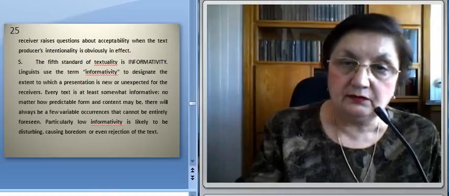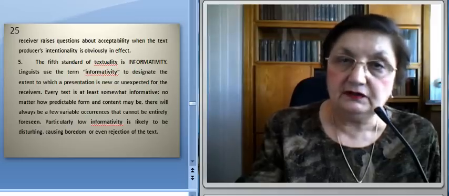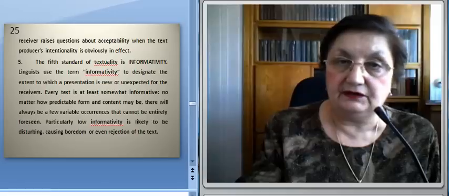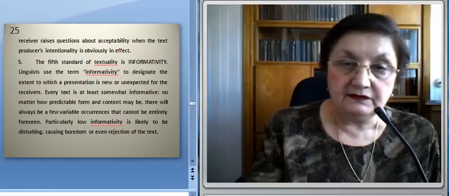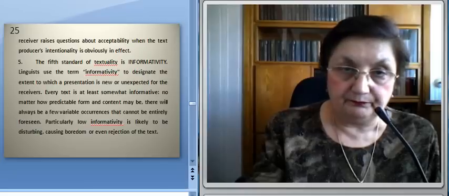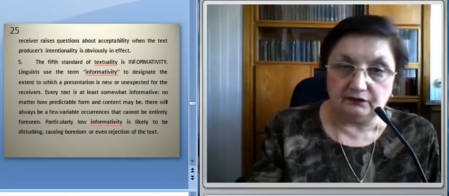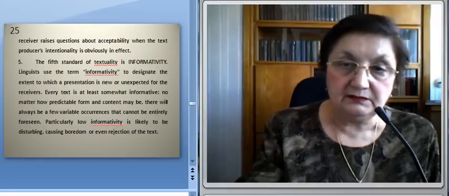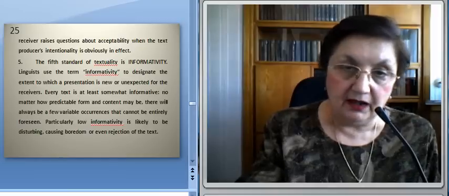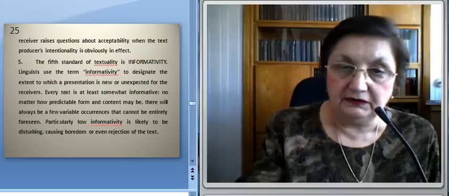Linguists use the term informativity to designate the extent to which a presentation is new or unexpected for the receivers. Every text is at least somewhat informative, no matter how predictable form and content may be. There will always be a few variable occurrences that cannot be entirely foreseen. Particularly low informativity is likely to be disturbing, causing boredom or even rejection of the text.